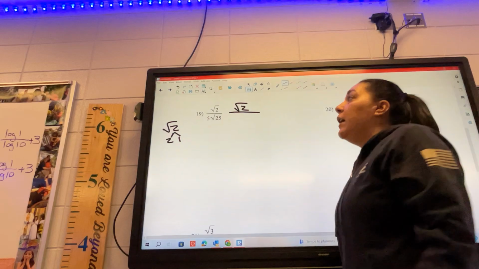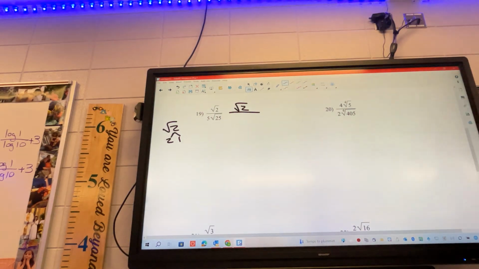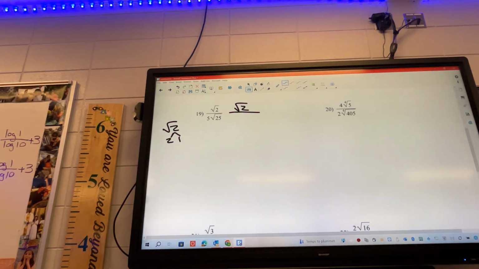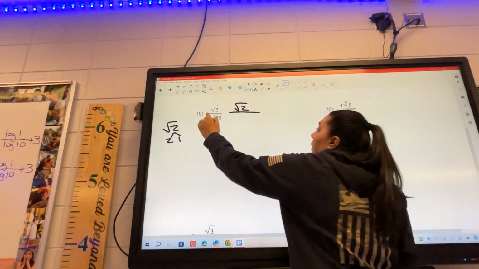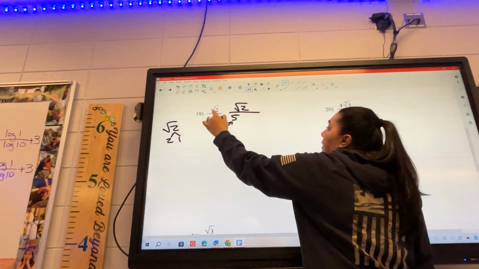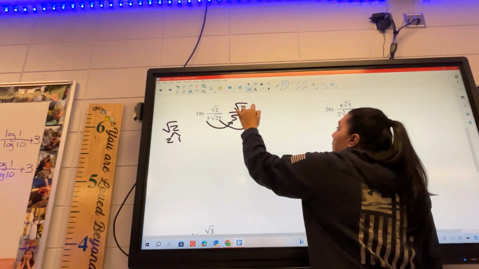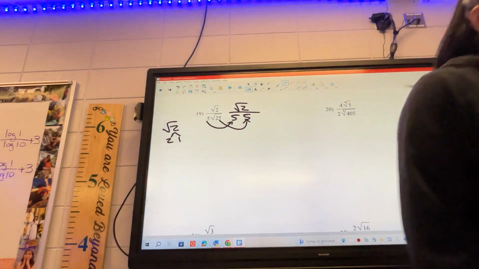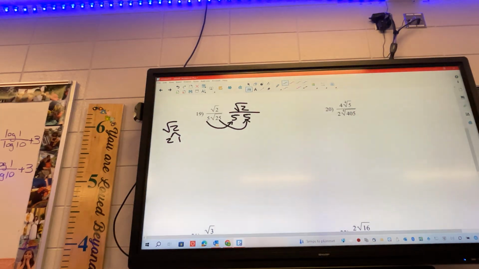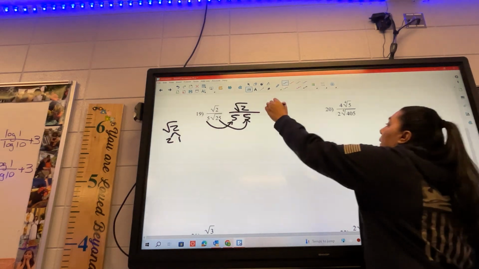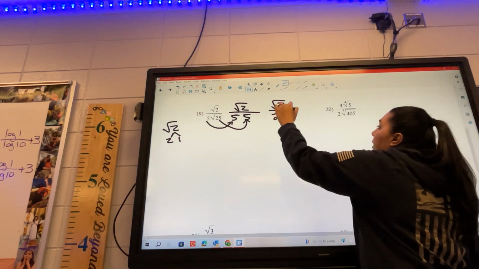Okay, 25. What does 25 become? It becomes a 5 with no house. Okay, so the 5 from this one, and then we got a 5 from the 25. What do you do with those two 5s? Multiply. So it's really going to be what? 25. Square root of 2 over 25.